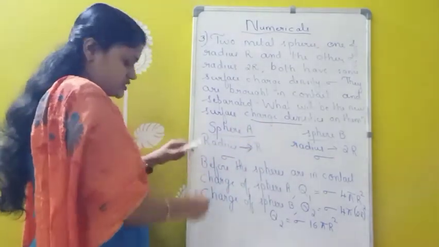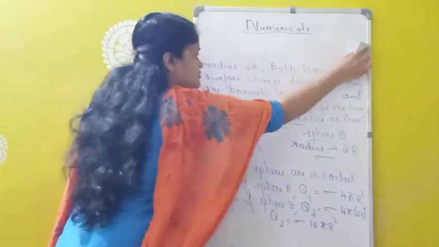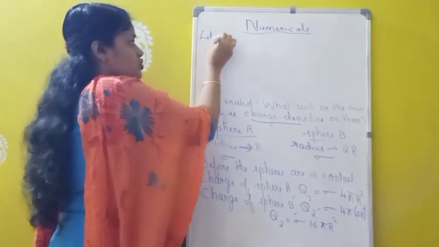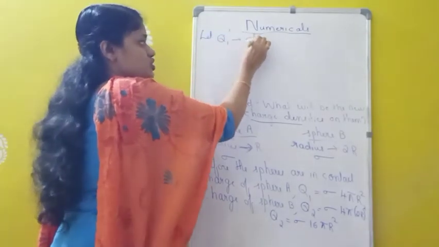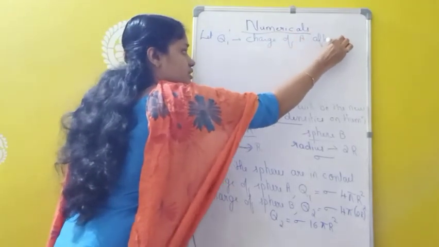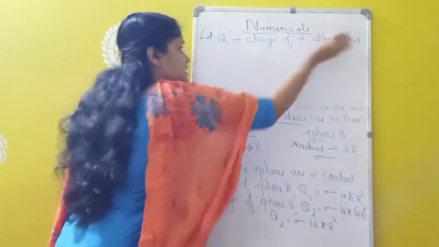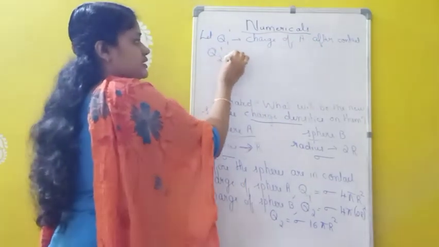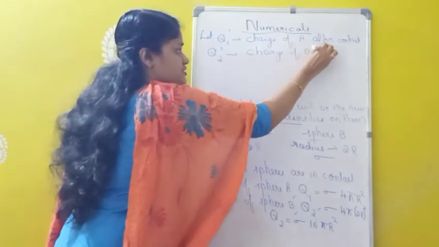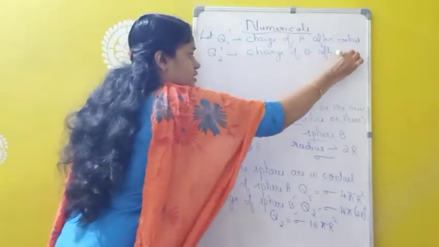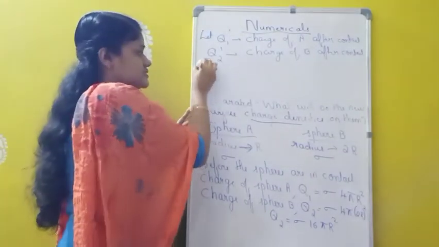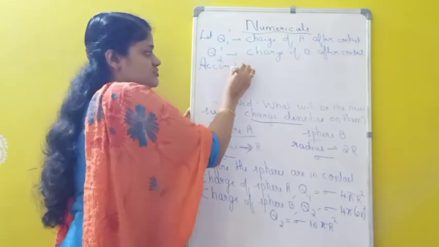Now after contact, let Q1 dash be the charge of sphere A after contact, and similarly Q2 dash is the charge of sphere B after contact. Now, according to conservation of charges.